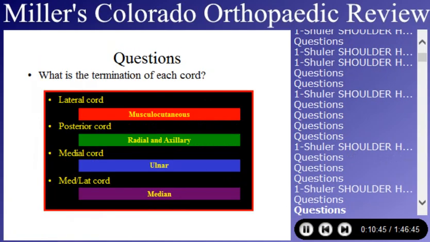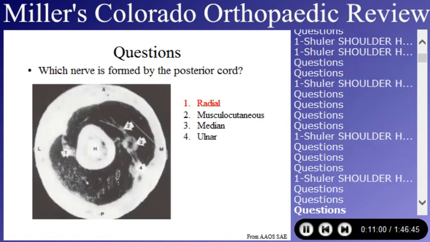Termination of each cord, key testable material. Lateral cord is musculocutaneous nerve, which then terminates as the lateral antebrachial cutaneous nerve. Posterior cord is radial and axillary. Medial cord is ulnar. Medial and lateral cord form the median nerve. Which nerve is formed by the posterior cord? Well, the posterior cord goes down as the radial and axillary.